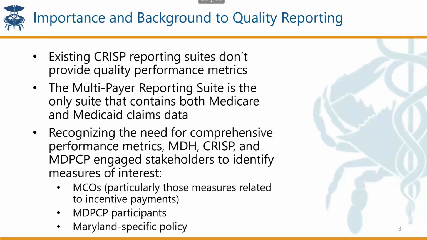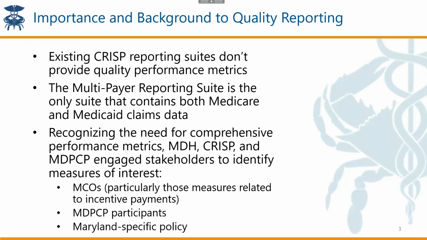Working in collaboration with key stakeholders in Maryland, CRISP identified a need for additional reporting on quality performance measures to drive quality improvement for primary care, Medicaid, and other healthcare organizations. The multi-payer reporting suite was identified as a good location for these reports because the suite is the only report in CRS that uses both Medicare and Medicaid claims together. It is also made available to any Maryland healthcare organization that sends a panel of patients to CRISP.